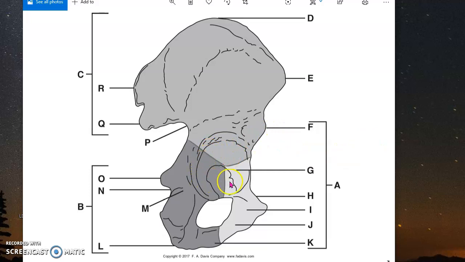So this right here in the very center is the acetabulum. It's where the hip joint articulates, and you can see that all 3 bones come together right there.